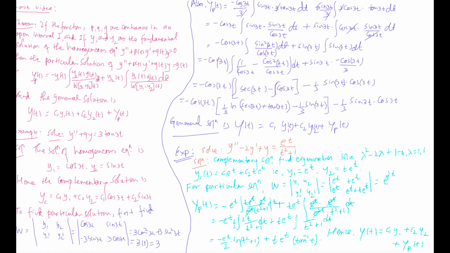Similarly, there is t e^t outside and 1 over t squared plus 1. So when you integrate, you have negative e^t over 2 times the integral of this part, which is natural log of the denominator, and plus this is as it is, the integral of 1 over t squared plus 1 is tangent inverse t. So what is the final answer then? The final solution is c1 y1 plus c2 y2. These are the complementary solution, plus the particular solution is yp(t), which is that value.